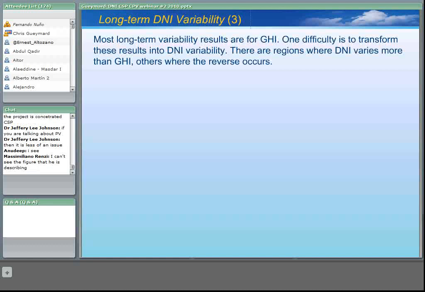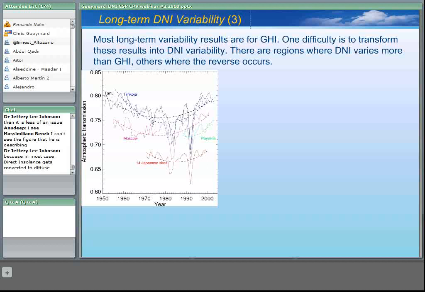So at this point, most long-term variability results are for global irradiance, GHI. One difficulty is to transform these results into DNI variability. And there are regions where DNI varies more than GHI, and other regions where the reverse occurs. This is another plot for different other stations in the world, mostly in Europe or Eastern Europe, and also some results from Japan, so Asia. As you see, there's a clear trend. And this one is atmospheric transmission, so it will affect DNI and GHI.